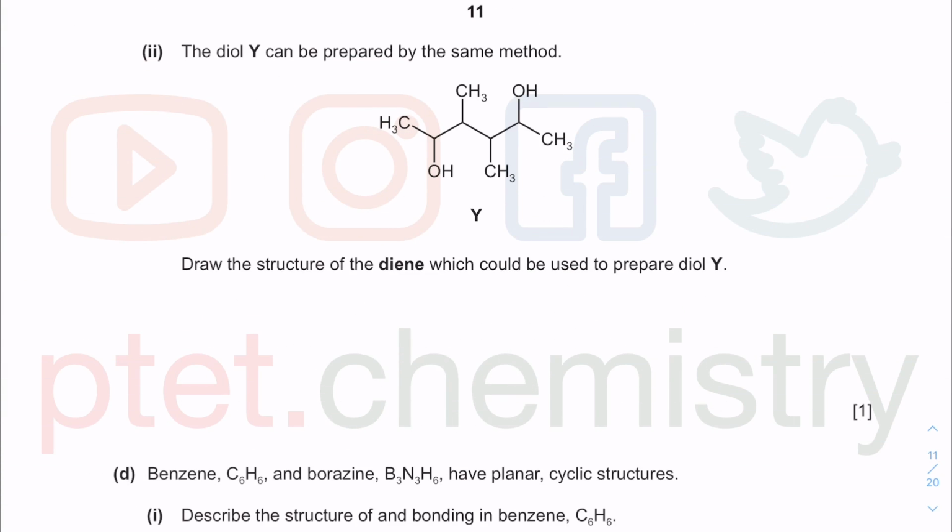Now this diol Y can be prepared by the same method. So now you want a diene. Diene means 2-time alkene, so 2-time carbon-carbon double bond, which could be used to prepare diol Y. So you could see the OH is here, and you must add onto carbon-carbon double bond. If my carbon-carbon double bond is there, so that means I've added that.